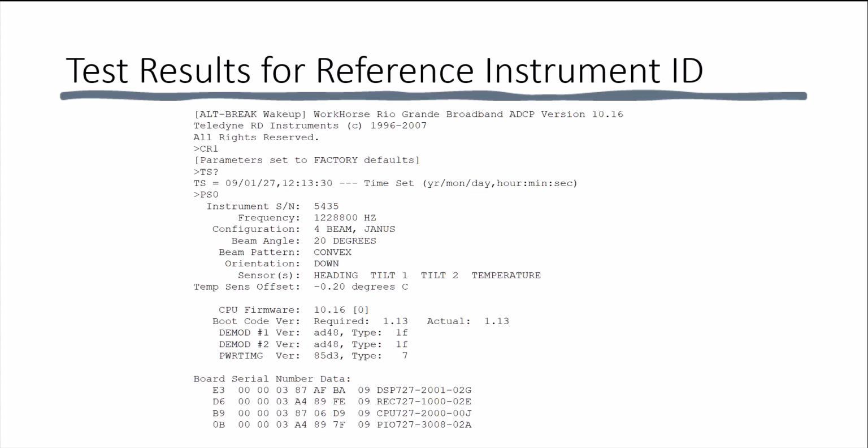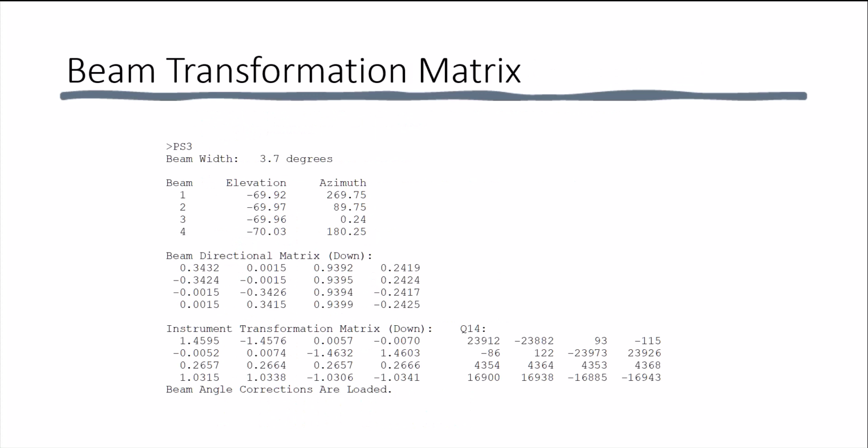The TRDI ADCP test produces output that can be a bit overwhelming. To simplify the output, let's look at the parts that are important to us as the user. We can see the instrument serial number and the frequency of the instrument. Down a bit further, we can see the firmware version. The instrument's beam transformation matrix is reported in the ADCP test.